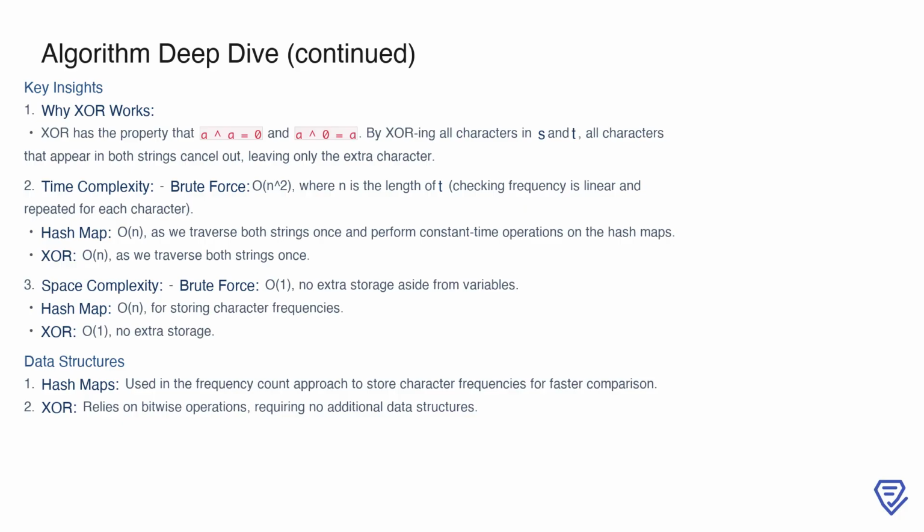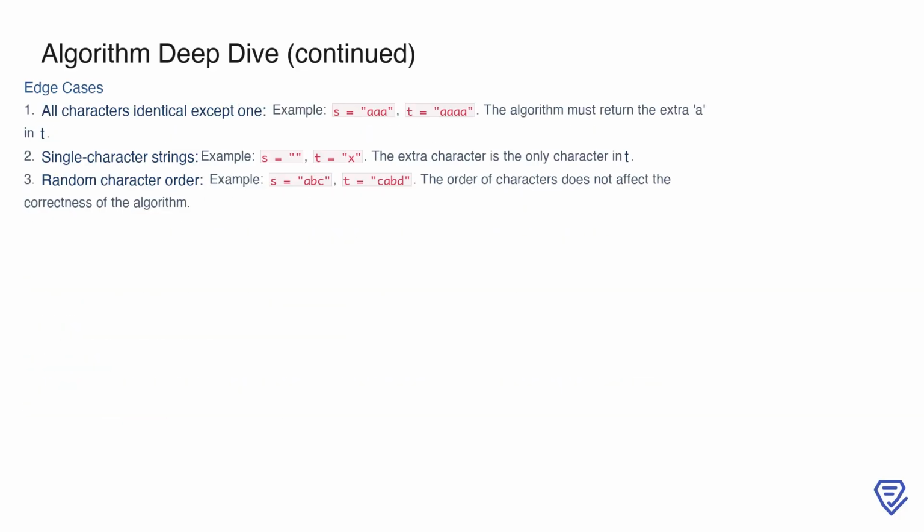Space complexity is O(1) for brute force and XOR, but O(n) for the hash map approach. This makes XOR the most efficient in terms of both time and space. Now, let's consider some edge cases to ensure our algorithm handles all scenarios correctly.